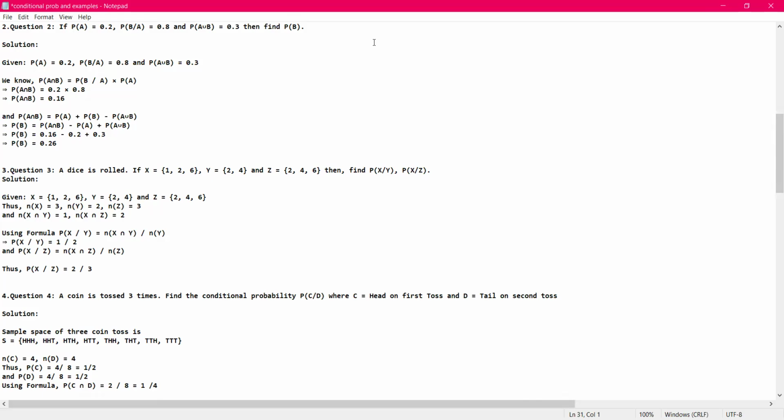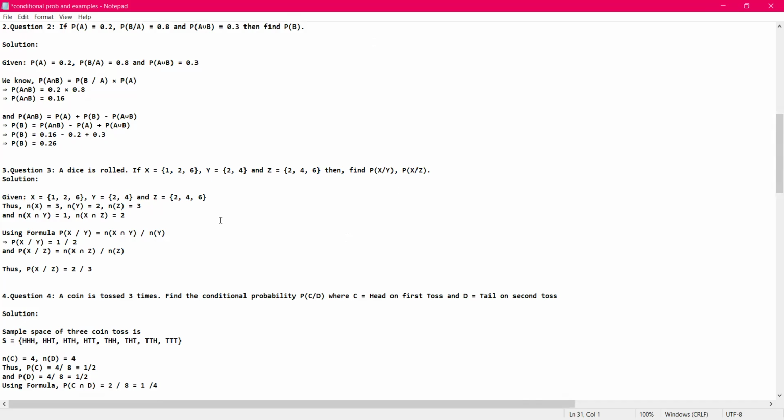So from that, I want to find the P of B. So P of B equal to, take these two values to the left side, so that plus will be changed to minus, minus will be changed to plus. So P of A union B minus P of A plus P of A intersection B. So we know all the values of this. Substitute the values and we'll get P of B equal to 0.26. So finally we got the solution: probability of event B equal to 0.26. Likewise, we have to find the solution for the given problem.